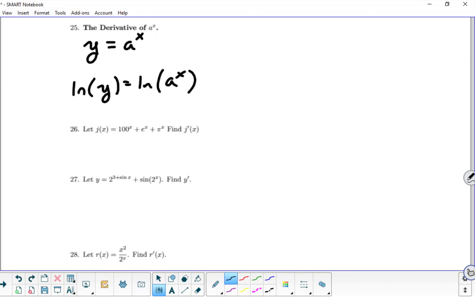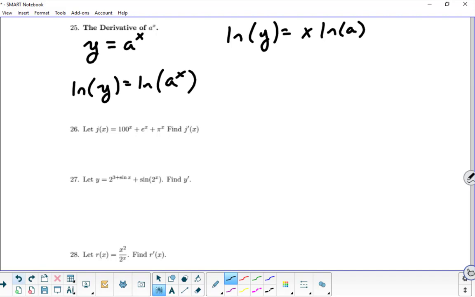So what can I do here? Well, I can pull this power of x that's being multiplied to the whole base of that exponent. I can pull that out of the logarithm as a factor. So at least the natural log of y is equal to x times the natural log of a.